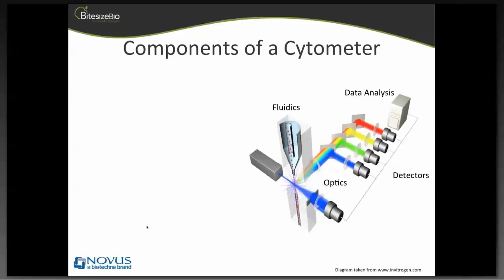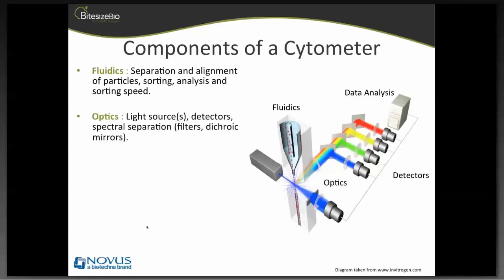We're going to start with the fluidics. This is the separation and the alignment of the particles through the machine. If we were to sort, it would include the sorting part and how we can actually adjust the speed that the cells go through the machine. We've got the optics. This is the light sources that we use to excite the fluorochromes, how we detect the photons that are emitted, and how we separate the light through the machine using a series of filters.